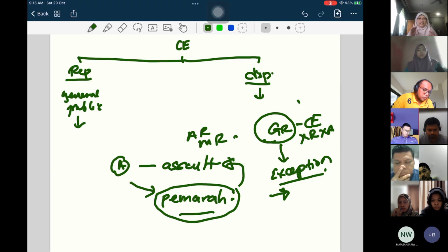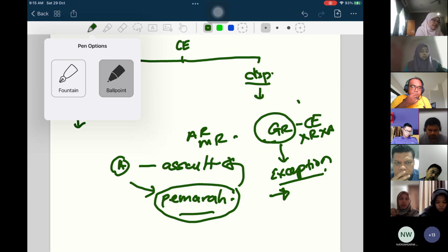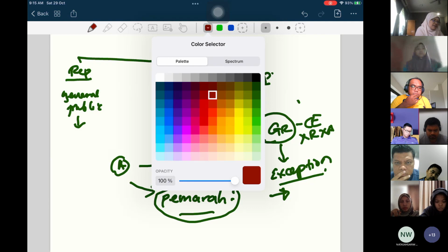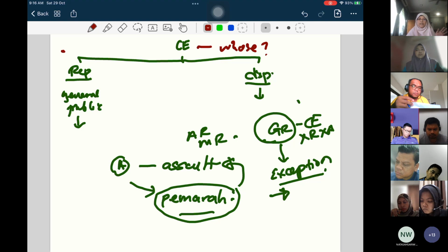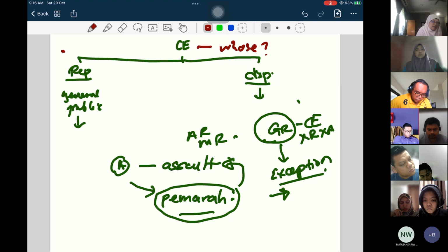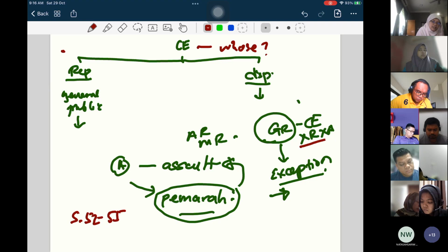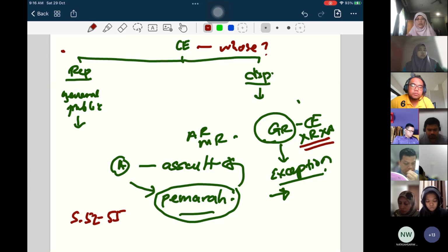Bila kita deal with character evidence, you have to bear in mind that character evidence here is actually dealing with whose character? Whose character that is being protected by the provision dalam section 52 sampai 55? So character evidence dia jatuh dalam section 52 sampai 55. Now, as I told you tadi, general rule character evidence not relevant, not admissible. Maknanya ada protection by the law bila you nak bawa character evidence, especially bad character evidence.